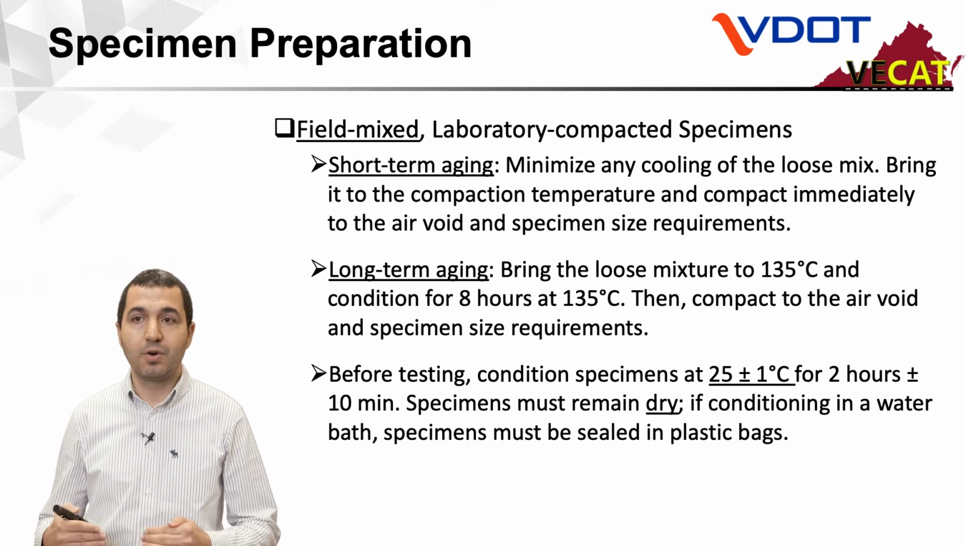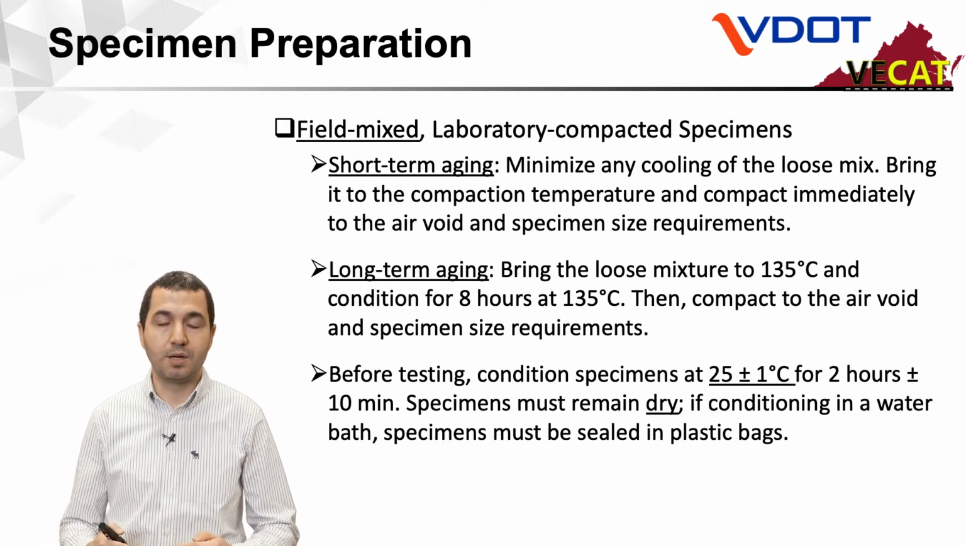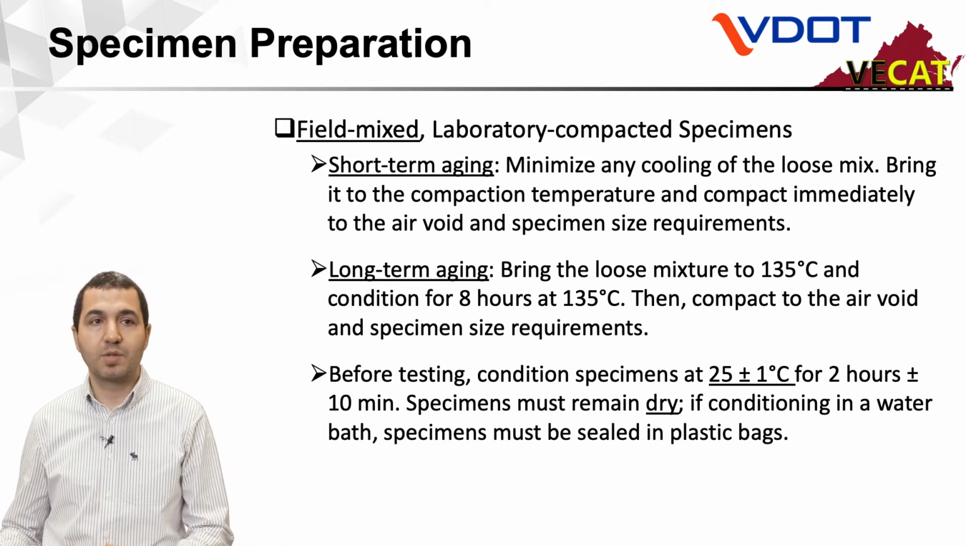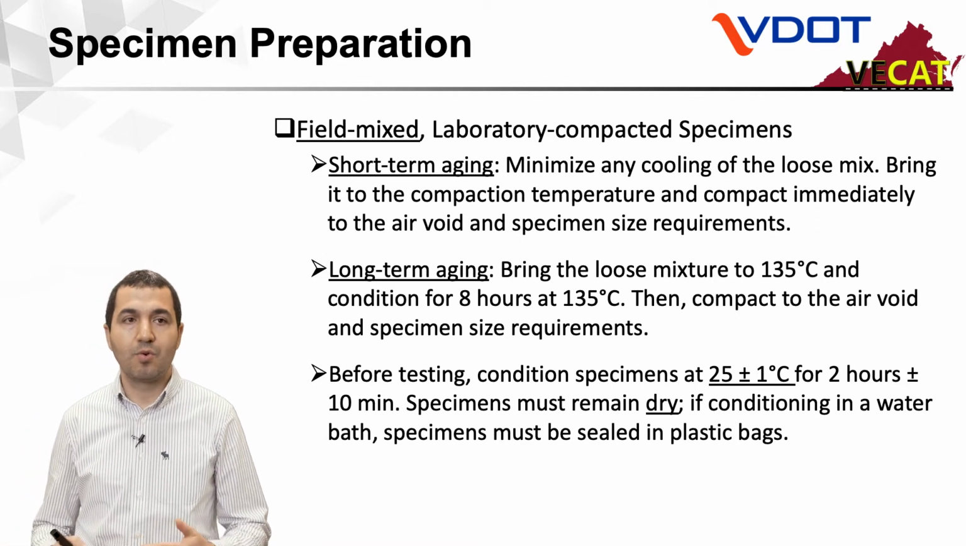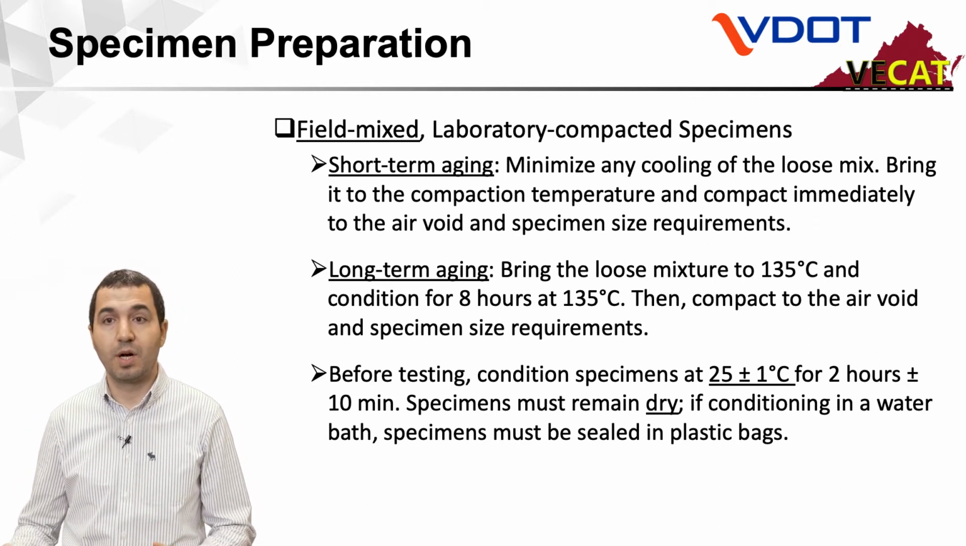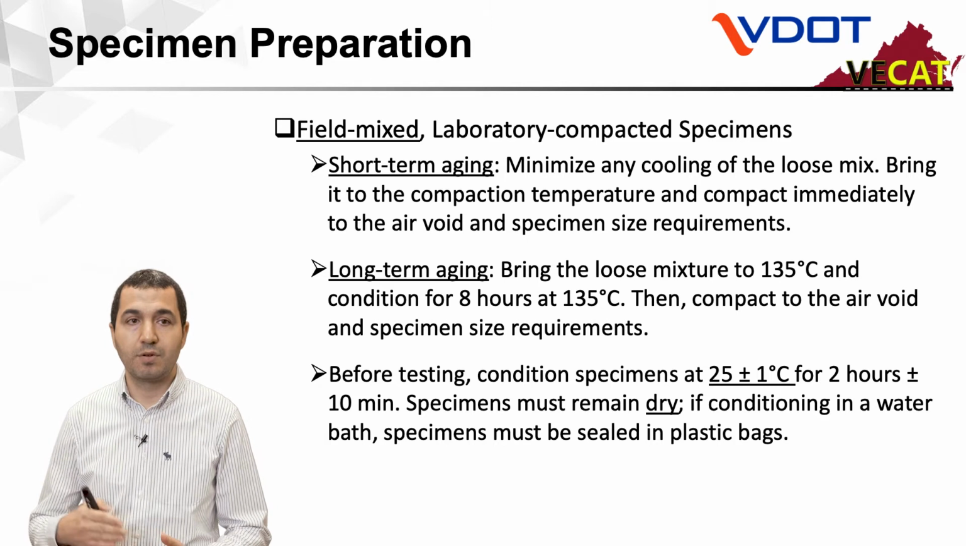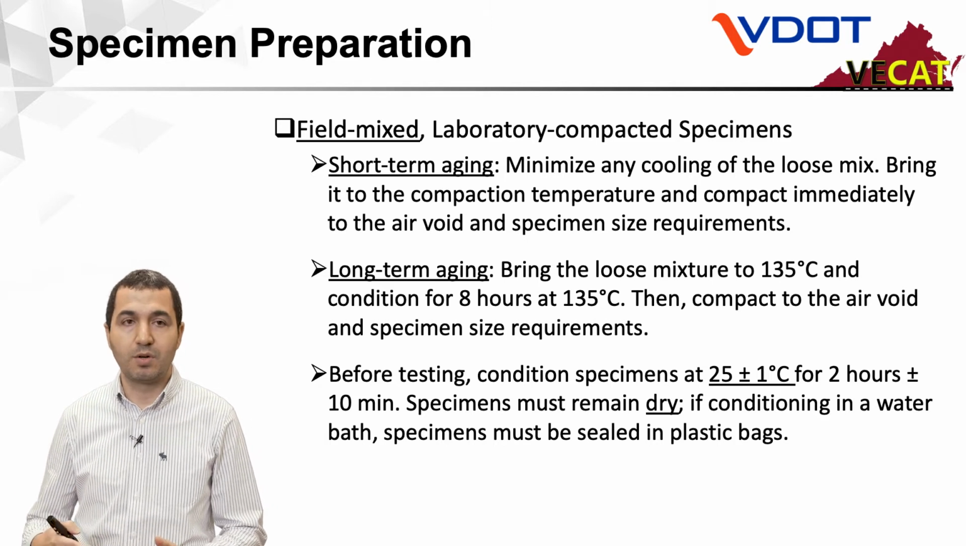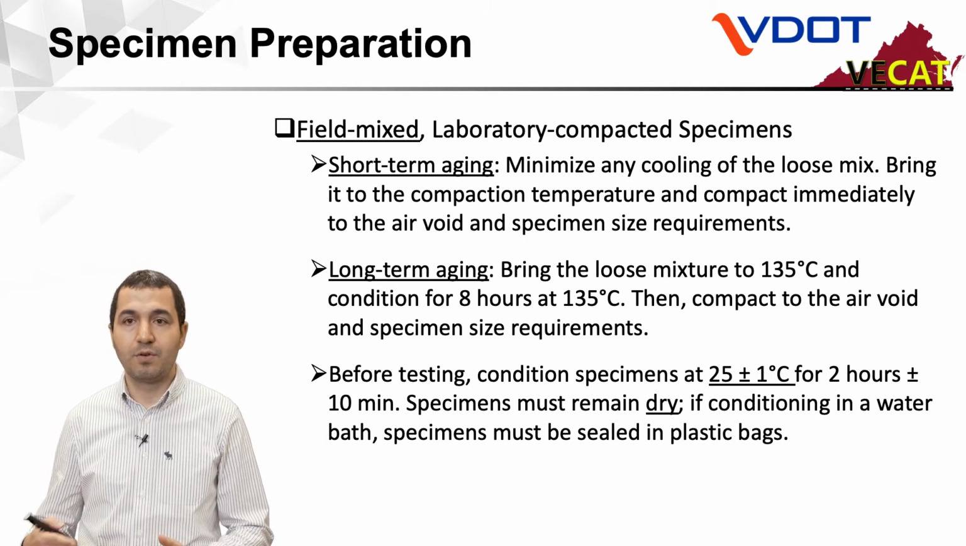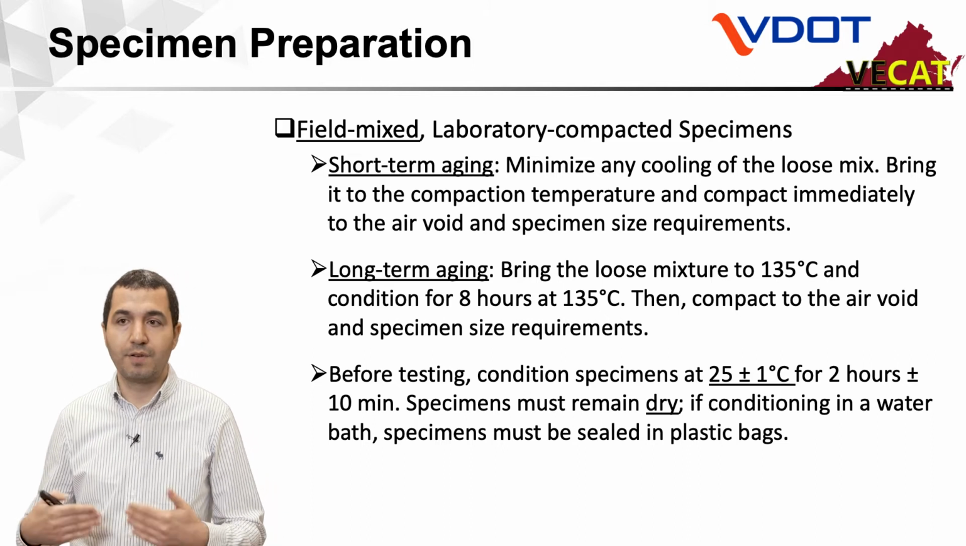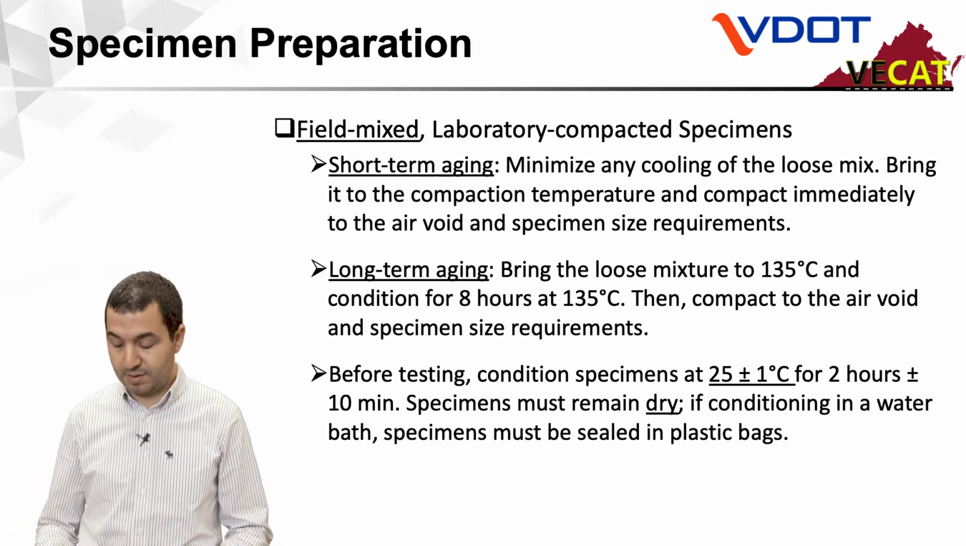For long-term aging, bring the loose mixture to 135 C and then condition for 8 hours at 135 C. You notice that there is no short-term aging here. Then compact the specimens to air void and specimen size requirements. Before testing, specimens have to be conditioned at 25 C for 2 hours. And again, if using a water bath, specimens must remain dry.